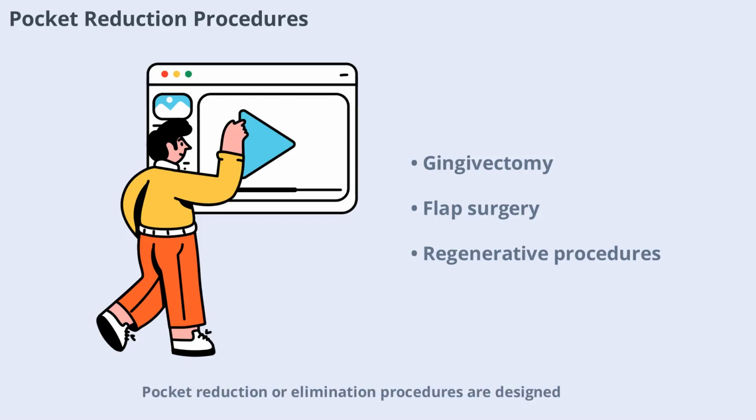Pocket reduction or elimination procedures are designed to decrease the depth of periodontal pockets, making them easier to clean and maintain. Techniques such as gingivectomy and periodontal flap surgery are employed to remove diseased tissue and promote healing. Regenerative procedures help restore lost bone and support structures, improving both health and aesthetics. These interventions are tailored to the patient's specific needs and are critical for long-term success.